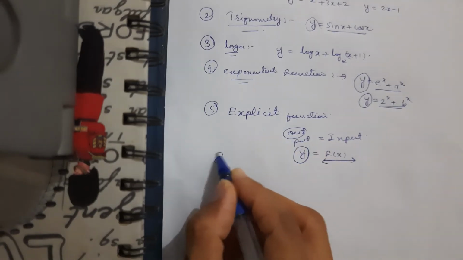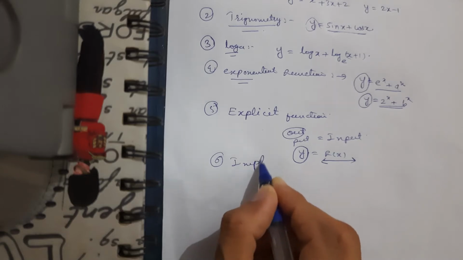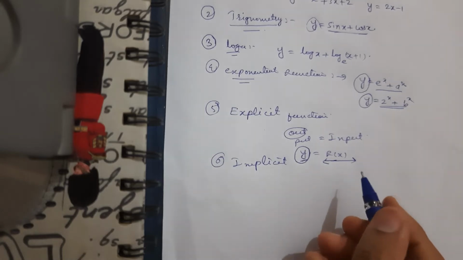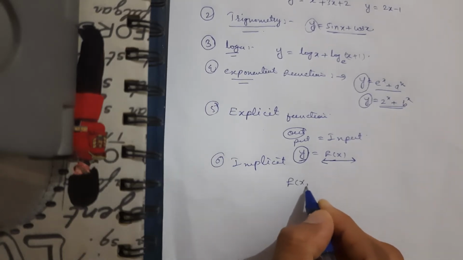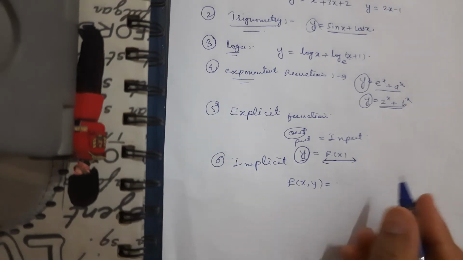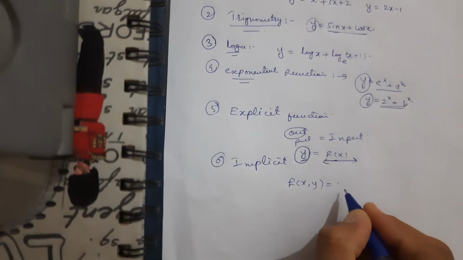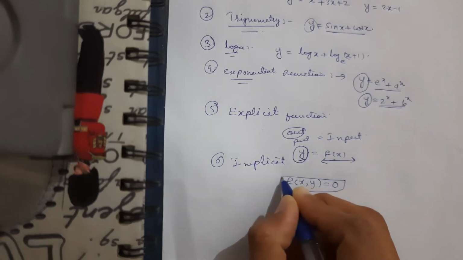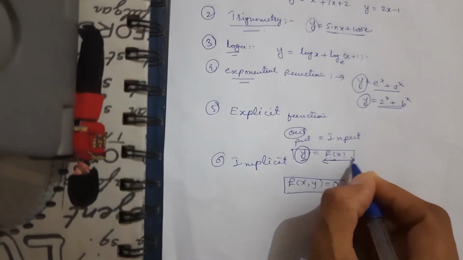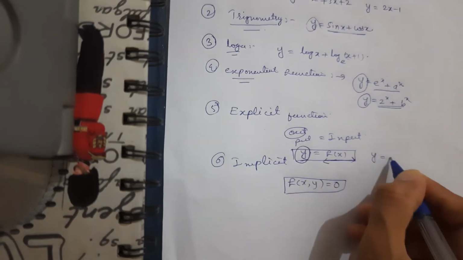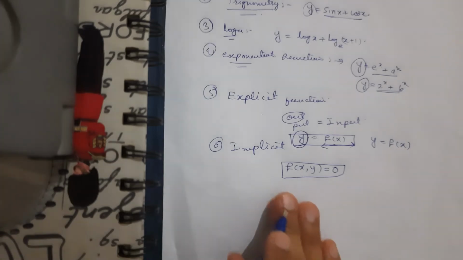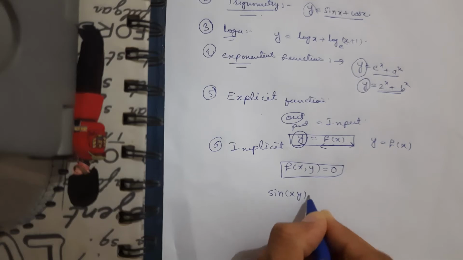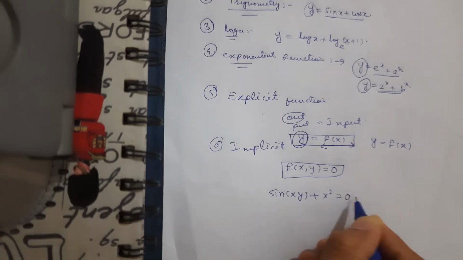On the other hand, implicit functions are difficult. An implicit function is where you cannot have separated output and input. So it is written as f of xy equal to 0. Okay, this is the standard form of implicit function and this is the standard form of explicit function, y equal to f of x. The example is, for example, sin xy plus x square equal to 0.